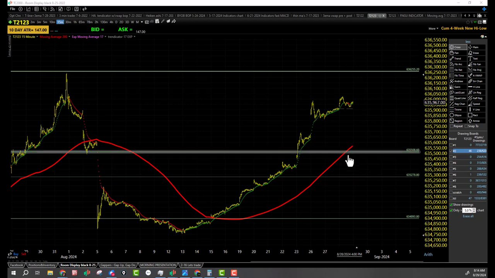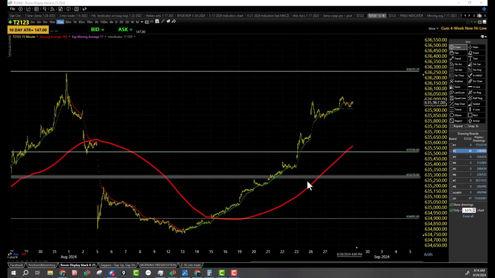So there we go. On T2123, it's a 15. You can see lots of space between the rising 200 SMA and the price action here. So lots of space. I like that a lot. And it's up over it.